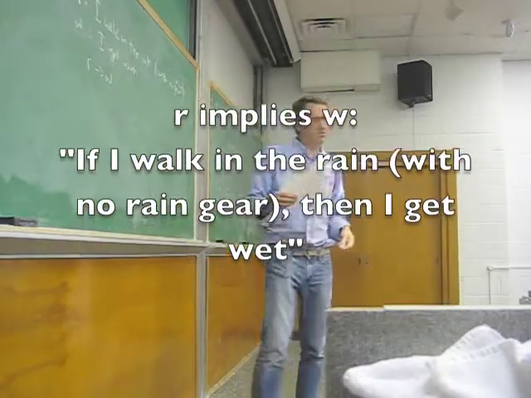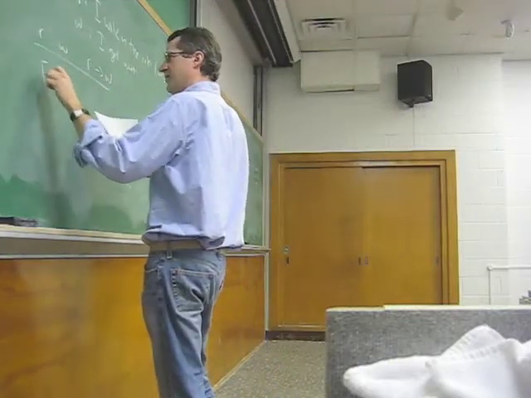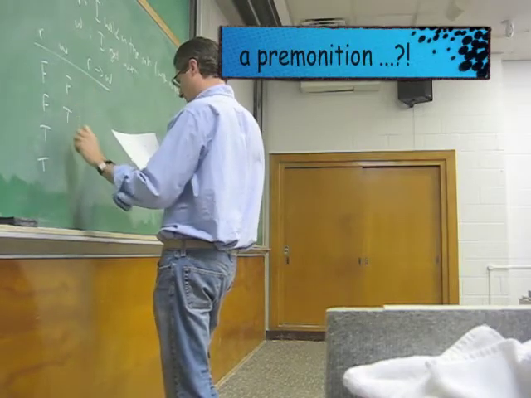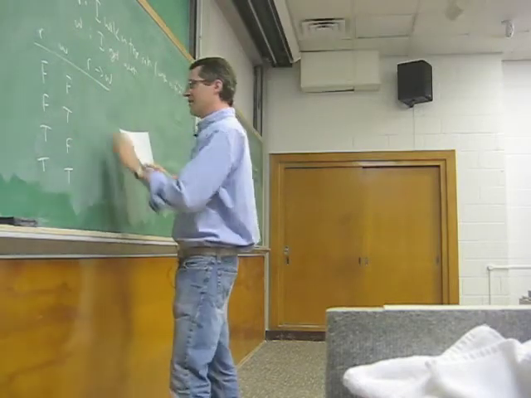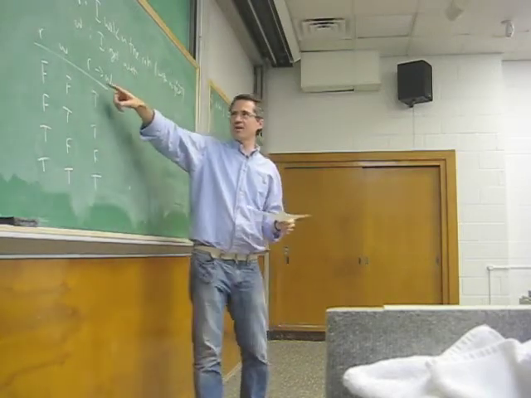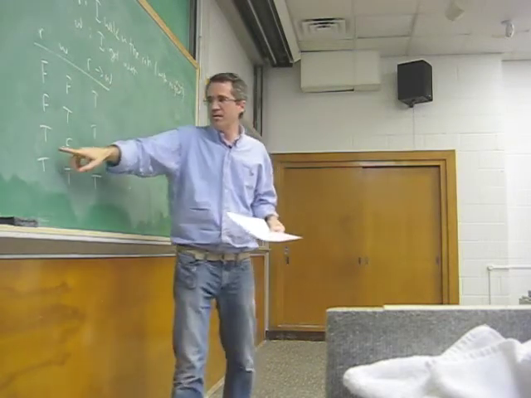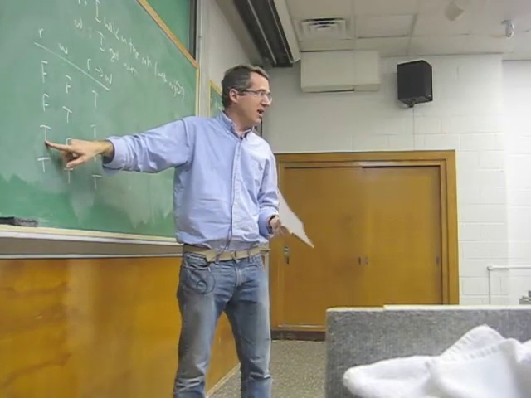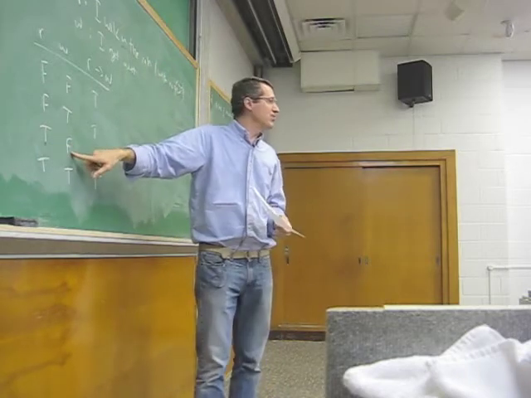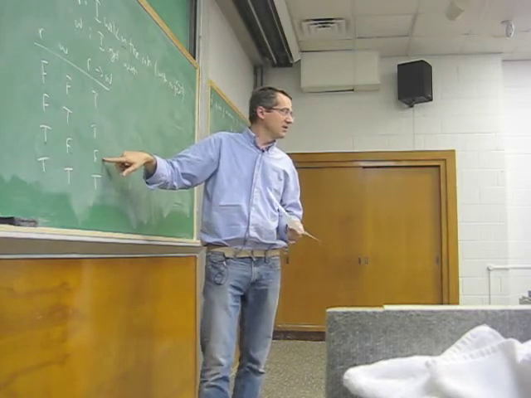If we work out the truth table for this, R, W, false, false, let's just see when it is that I get wet. This becomes true, true, false, true. So this statement, if I walk in the rain, then I get wet, is false only on one condition: it's raining and I'm walking in the rain with no rain gear. That's the T. That's R. But in fact, I do not get wet. So if that case could hold, then this statement would be false.